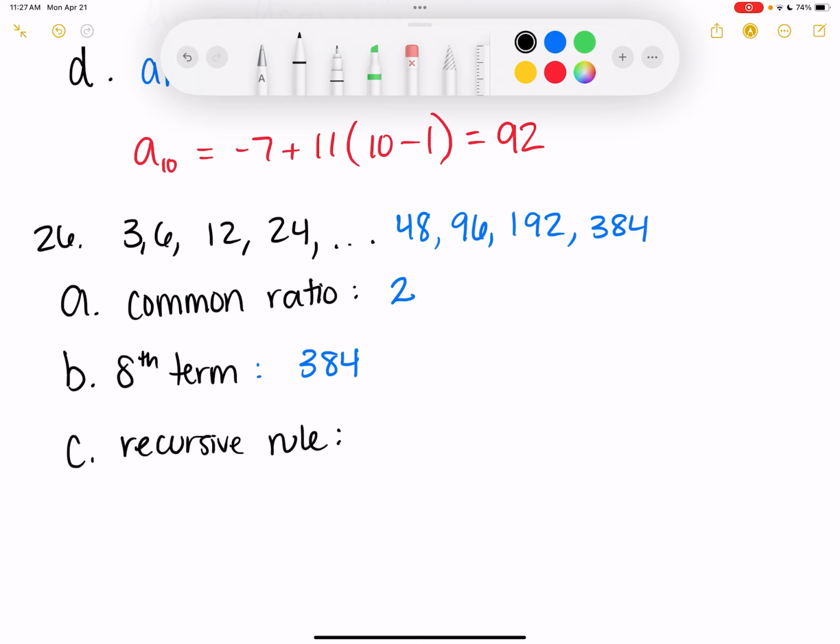So that's going to be very similar to what we did in the last one, where we're writing it out more like the book did, and then the explicit rule will be more like the AP video way. So recursive rule, a sub 1 is equal to 3. Then a sub n is equal to 2 times a sub n minus 1 for n greater than or equal to 2, because as we've said, you have to have the first term to be able to do that.